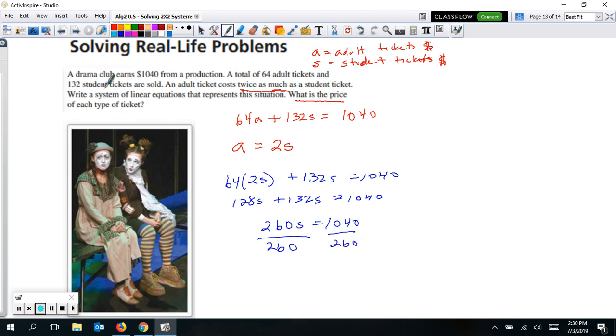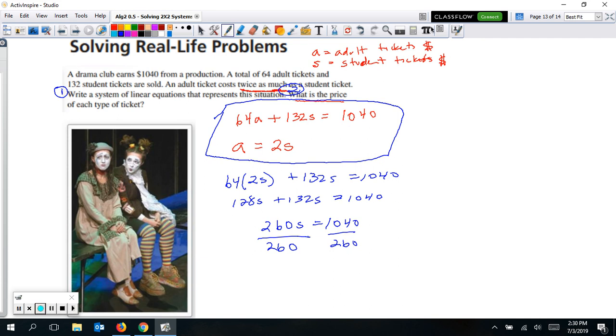So actually, let's go backwards a minute. I did this one already. So basically there's two things they want us to do. First, they want us to write the system, which I did here. The second thing is what's the price of each type of ticket. So I'm working on the second part now, figuring out what the student tickets cost. I wrote my system right there, and that's the answer to the first part. The second part is what I'm working on now.